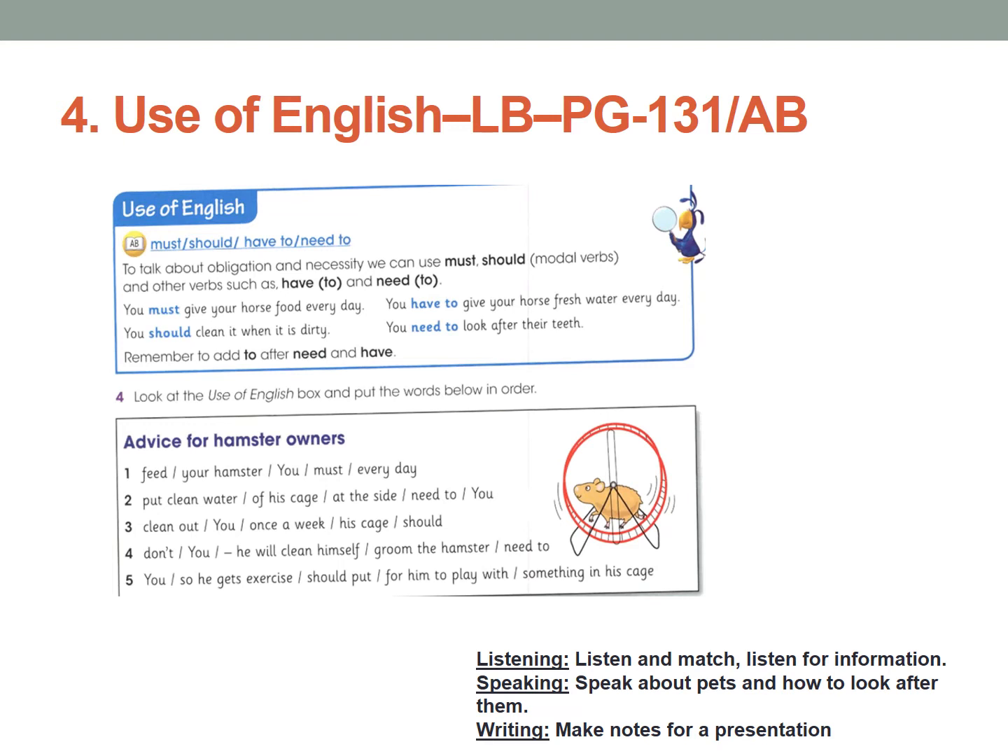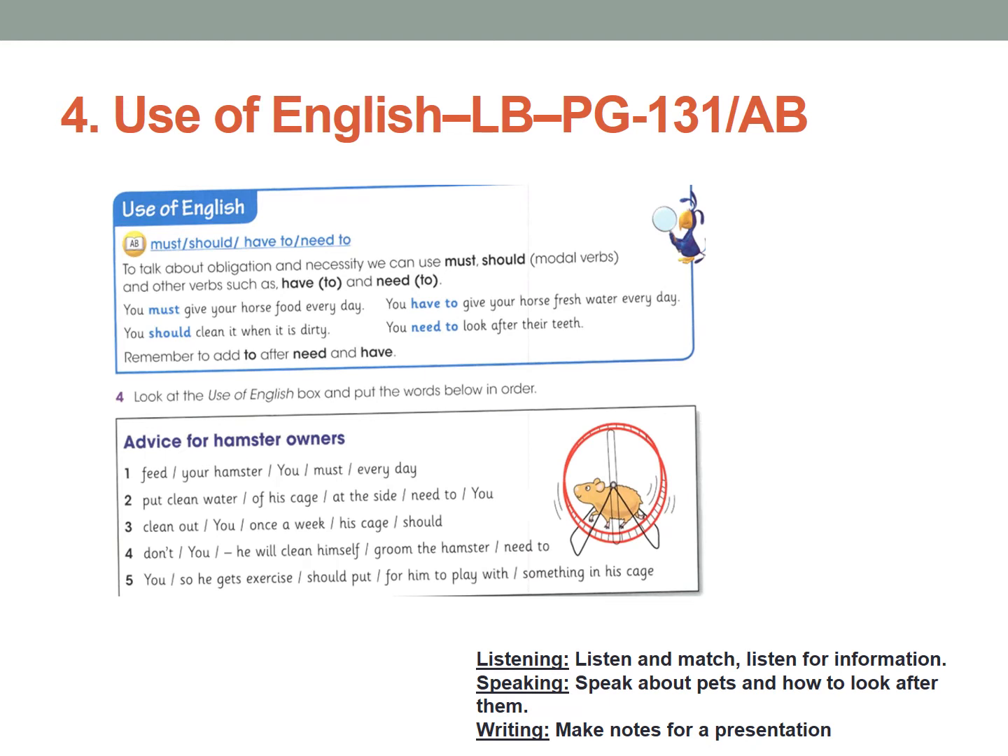Remember to add to after need and have. For after every need or have, you need to write down to. You have to give your horse fresh water every day. You need to look after their teeth. So these are the words you need to write down. So you use it: must, should, have to, and need to.